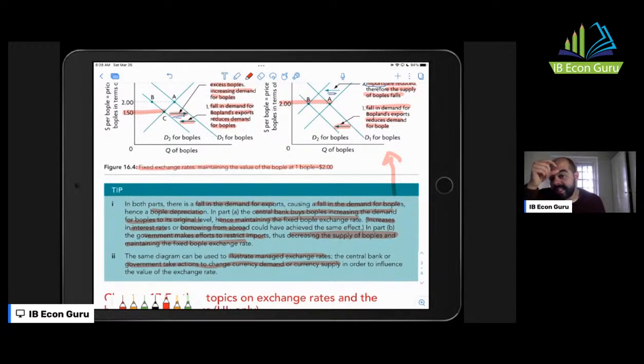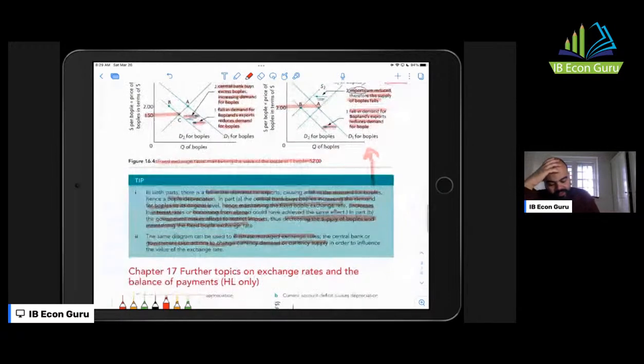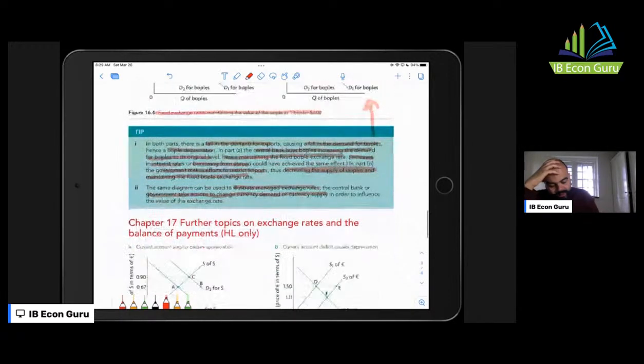So the point is, to maintain a fixed exchange rate, the government has to offset any changes in demand or supply of the currency. If there's an increase in foreign demand for the currency, then you can either offset it by decreasing the demand for the currency or increasing the supply of the currency. If there's a decrease in foreign demand for currency, you can offset that by increasing the demand for the currency or by increasing the supply of the currency. Okay, so that's something you need to think about.